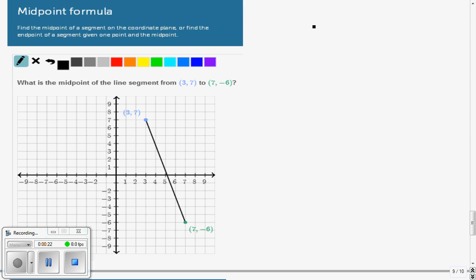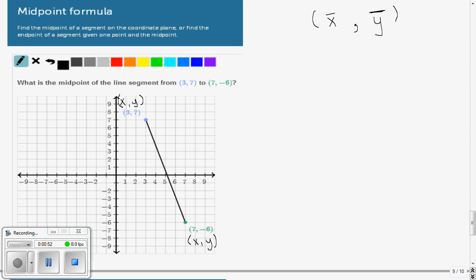Well, we know that a midpoint is the exact middle of the segment. So we can write this as the average x and the average y, because we want the exact middle. We want the middle of the x's, and the middle of the y's. Any point has an x value and a y value written in that order. The first number is the x, the second number is the y.